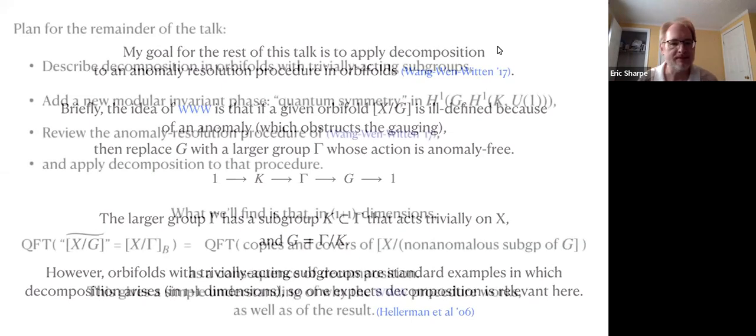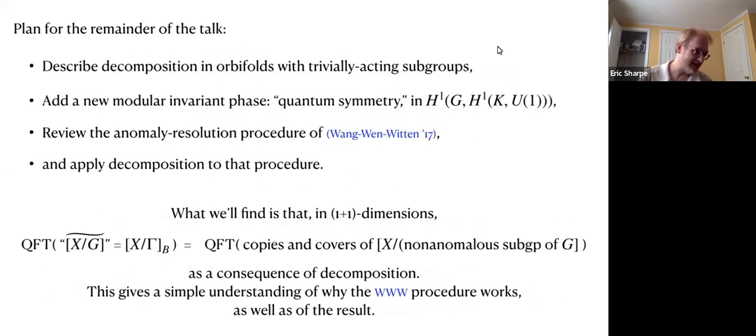Now, my ears sort of perked up at this because orbifolds with trivially acting subgroups are standard examples in which decomposition arises. So here's my plan for the remaining 15 minutes or so of the talk. I'm going to really dial in and talk about decomposition in orbifolds with trivially acting subgroups. This will be a fun excuse to see lots of details. I'm then going to add a new modular invariant phase, which will be some analog of discrete torsion, but will be specific to orbifolds with a trivially acting subgroup. I'll then review in detail the anomaly resolution procedure of Wang-Wen-Witten, and then apply decomposition to that procedure.